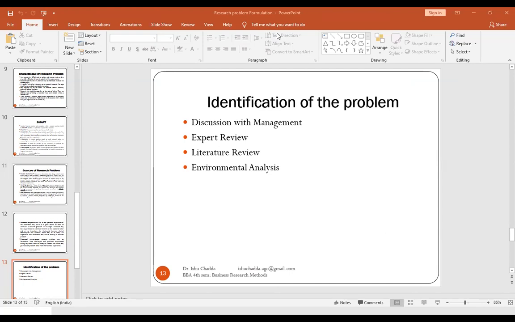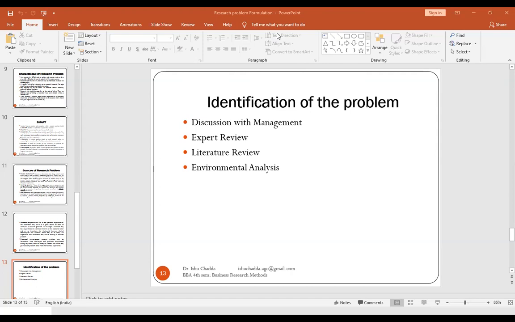So basically, literature review helps the researcher in two ways. Firstly, to find the research gap, and secondly, to assess the expert knowledge. They provide the full database to the researcher also. The next is environment analysis.